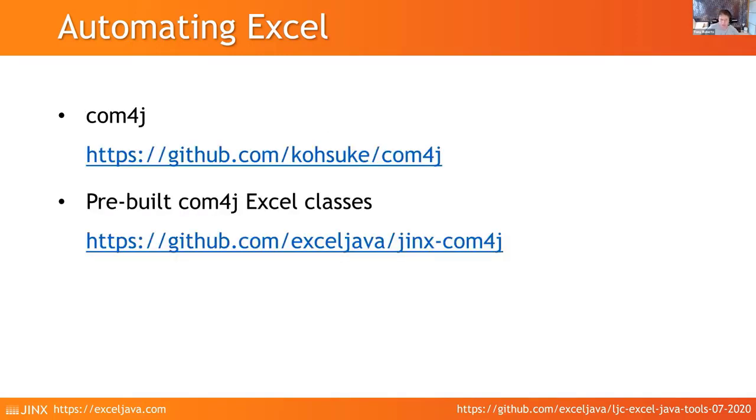What I'm going to show you next is this com4j package. So com4j is like a general purpose COM bridge to Java. The way that it works is you pre-generate Java classes according to a COM type library. That can be a little bit fiddly if you're not really sure what you're doing. So if you're not really that confident using COM, then there's a bit of a learning curve there. But for Excel, there are pre-built com4j Excel classes which you can download from the Excel Java org on GitHub. So this Jinx com4j, and we'll have a look at that now.